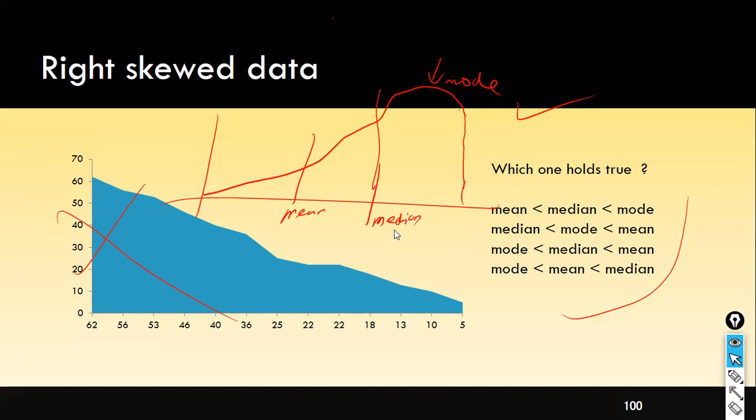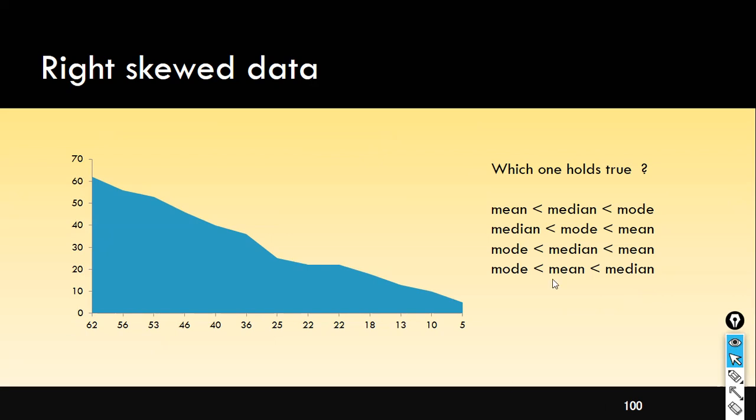In this case, the mean is less than the median, obviously, and the median is less than the mode. Simple common sense here. Since the mean is here, let's assume it is 10. Obviously, since this is here, it will be 20 here, maybe 50. So 10 is less than 20 is less than 50. This is your mean, this is your median, and this is your mode. So mean is less than median is less than mode, right? Correct.